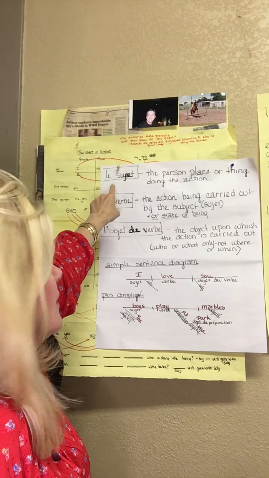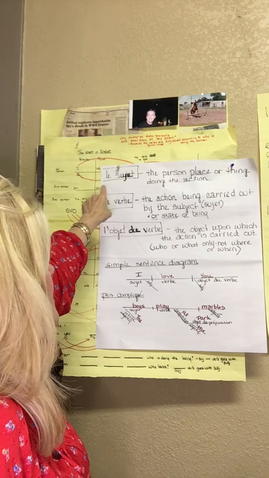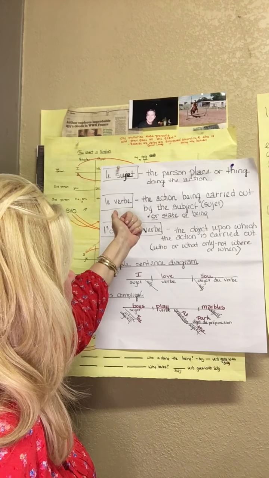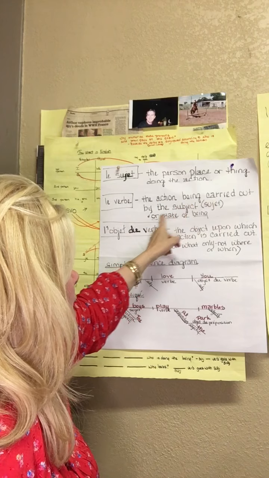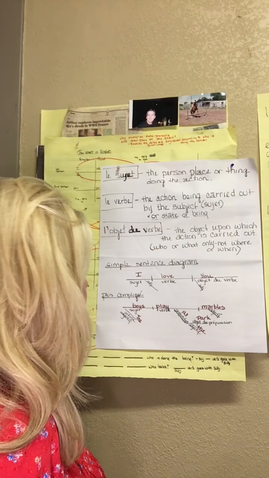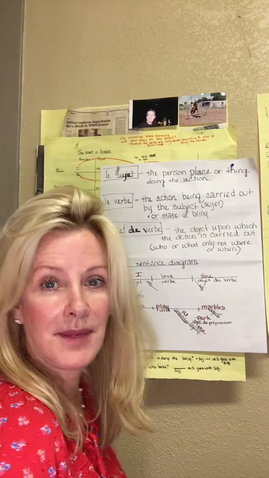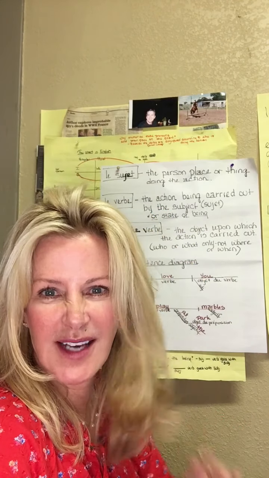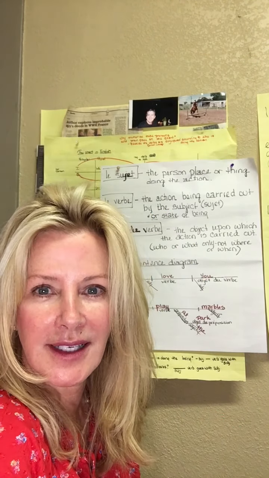le sujet is the subject. It looks very close to the same word. Person, place, or thing doing the action. That's critical in your sentence. The verb, le verbe, is the similar spelling to English. The action being carried out by the subject. Or it can be a state of being, like with the verb to be. It's not really much action going on, but it's a verb.